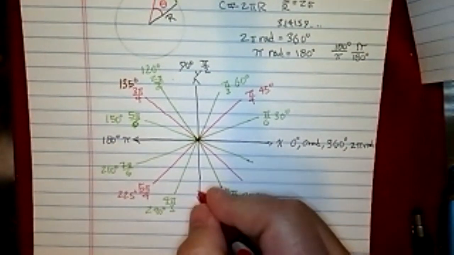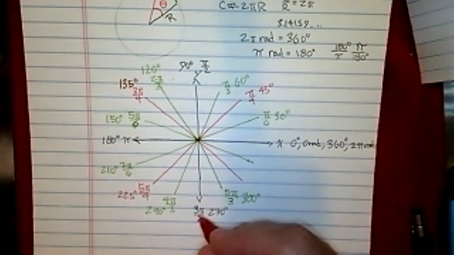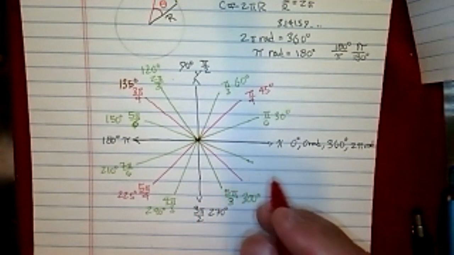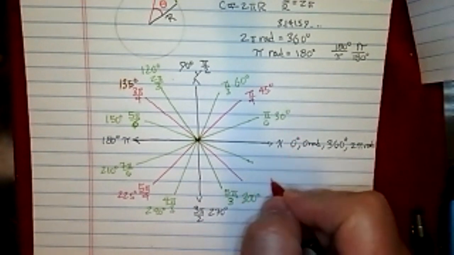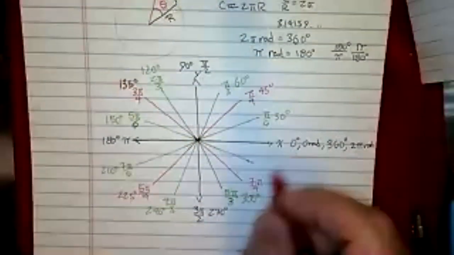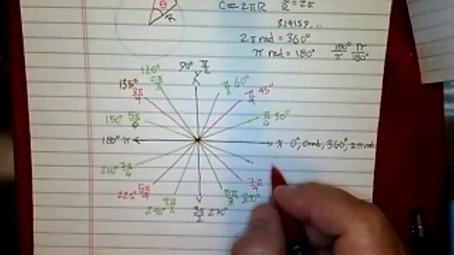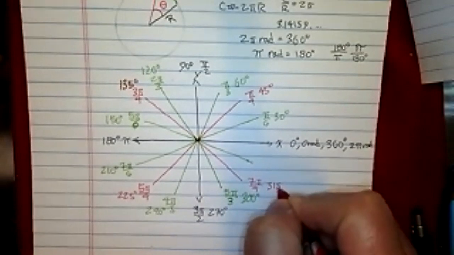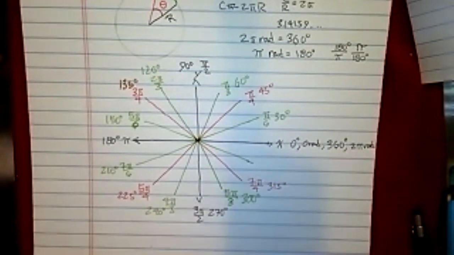Now I'm going to go 3 pi over 2 plus pi over 4. To get a common denominator, I've got to multiply by 2 over 2, so it'll be 6 pi over 4 plus pi over 4, which is 7 pi over 4. And of course, that's 270 plus 45, and that gives us 315 degrees. And then one more to go.